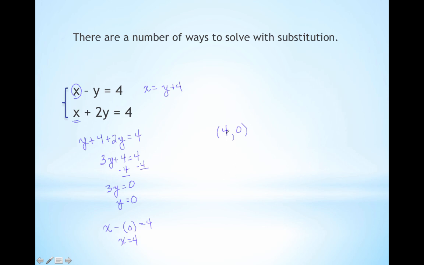And again, I can substitute these back to check to make sure that it is a solution to both. So plugging in on my first equation, I've got 4 minus 0 equals 4. That's true. I've got 4 plus 2 times 0 equals 4, and that too is true. So in fact, this is a solution to both equations, that ordered pair 4, 0.